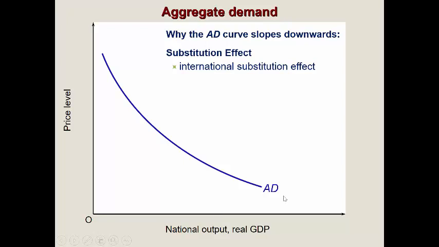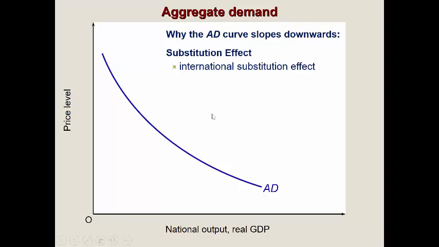If you remember, aggregate demand was the total spending on domestically produced goods and services. Now, if prices rise, we tend to substitute domestically produced goods with imported goods. Domestically produced goods become more expensive, so we usually buy the cheaper imports. As a result, demand declines as the prices for domestic goods and services increase.